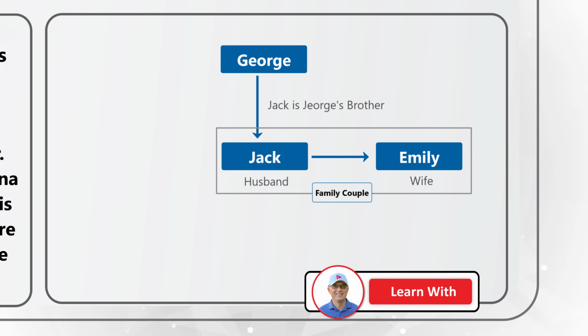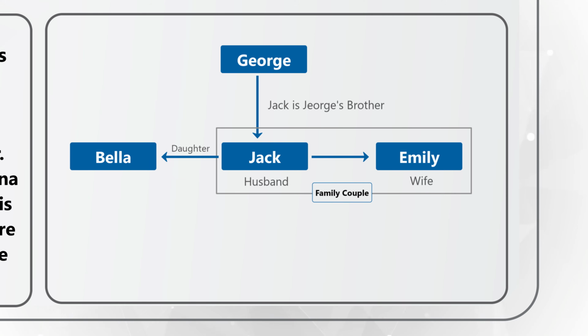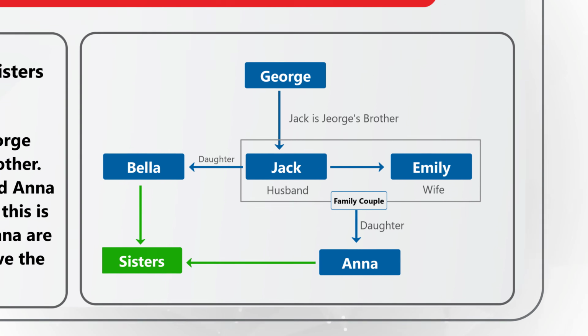We also know that Bella is the daughter of George's brother, which means Bella is the daughter of Jack and Emily. We also learned that Anna is the daughter of Emily, which means Anna is daughter of Jack and Emily, which means that Bella and Anna are sisters.